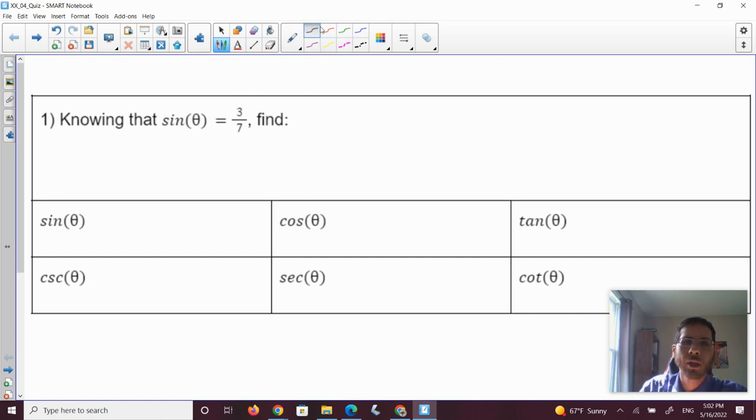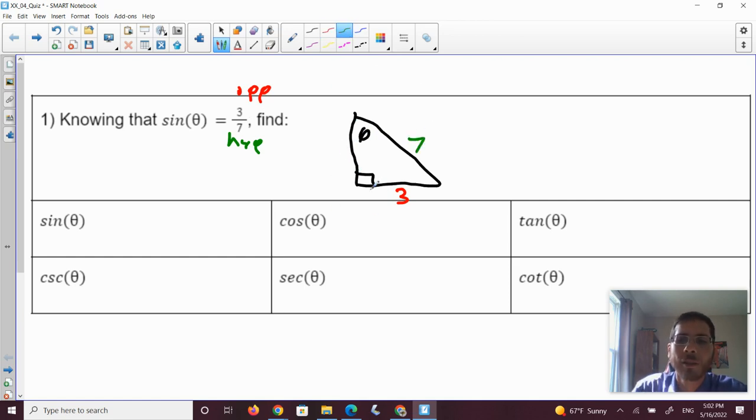So what we want to do is remember that sine is the same as opposite over the hypotenuse. So we want to draw a little triangle, like we had from the notes. We'll put theta up here. So opposite would be 3, and then the hypotenuse over here would be 7. So what we need to do is find the adjacent side. To get the adjacent side, we've got to use the Pythagorean theorem.